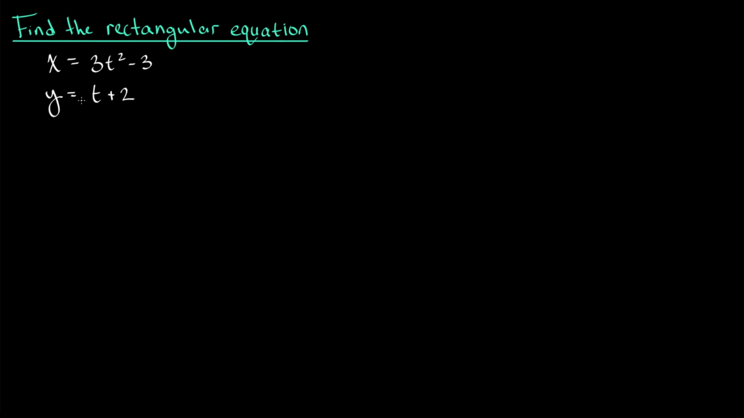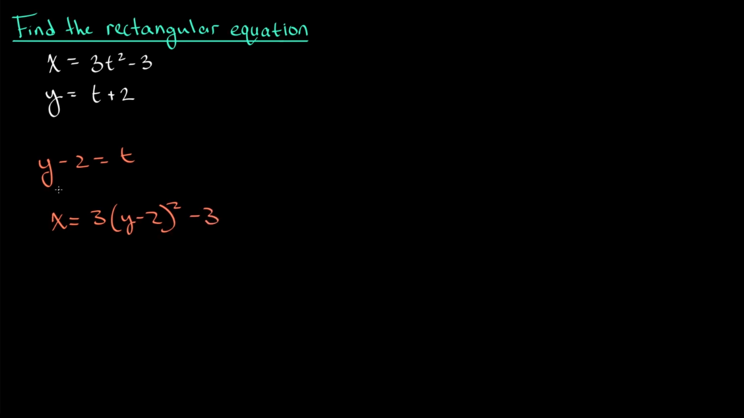But here, it looks like we can start playing around with something. We can look at this equation for y here, and we can subtract a 2, and then solve for t, and then maybe we could just substitute that in. That looks like it might work. So let's do this. y minus 2 is equal to t, and then let's substitute this in for t in our parametric equation for x. So we can now say that x is equal to 3 times (y minus 2) squared, and then minus 3.